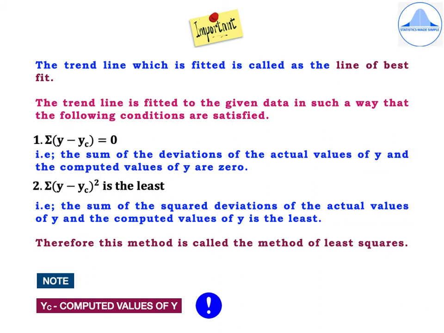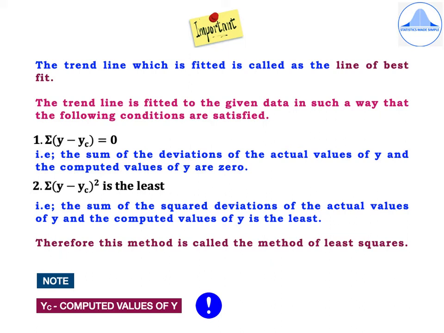Some of the important points to remember under the method of least squares is the trend line which is fitted is called the line of best fit. The trend line is fitted to the given data in such a way that the following conditions are satisfied. This can be asked as a two marker. The first one is summation y minus yc equal to 0. Here c is a subscript, that is the sum of the deviations of the actual values of y and the computed values of y is 0.